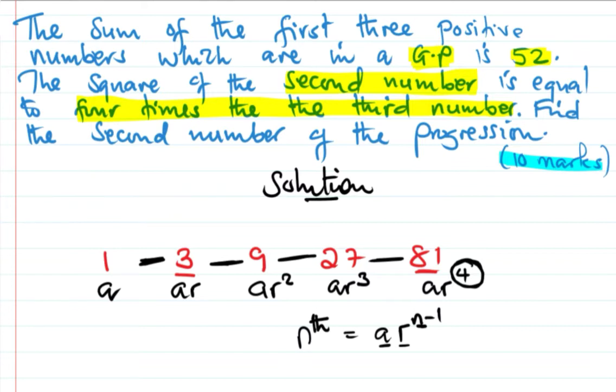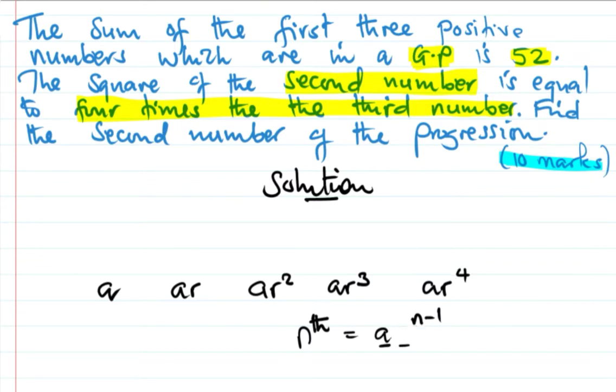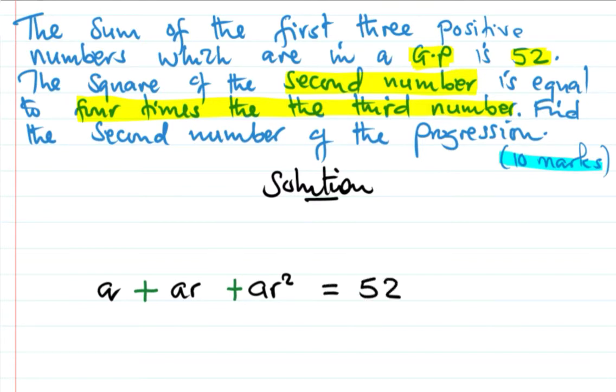I'm not interested in matching the sequence, I'm going to use the general formula and put it as the question says. The sum of the first three positive terms: first term, second term, third term, is 52. So we write A plus AR plus AR squared equals 52.